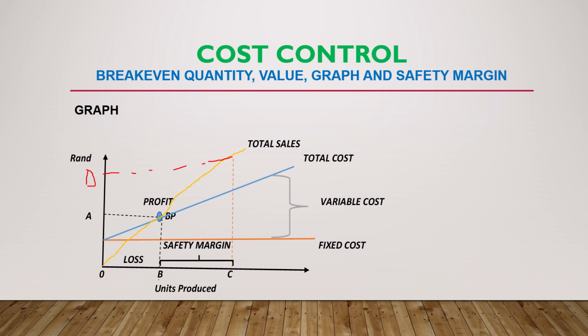Here, if the break-even value was 50,000, and then because you have sold 21,000 units, we receive 52,000 rand. What's your safety margin in terms of rand? It will be your 52,000 rand minus your 50,000 rand, which is 2,000 rand safety margin in rands.